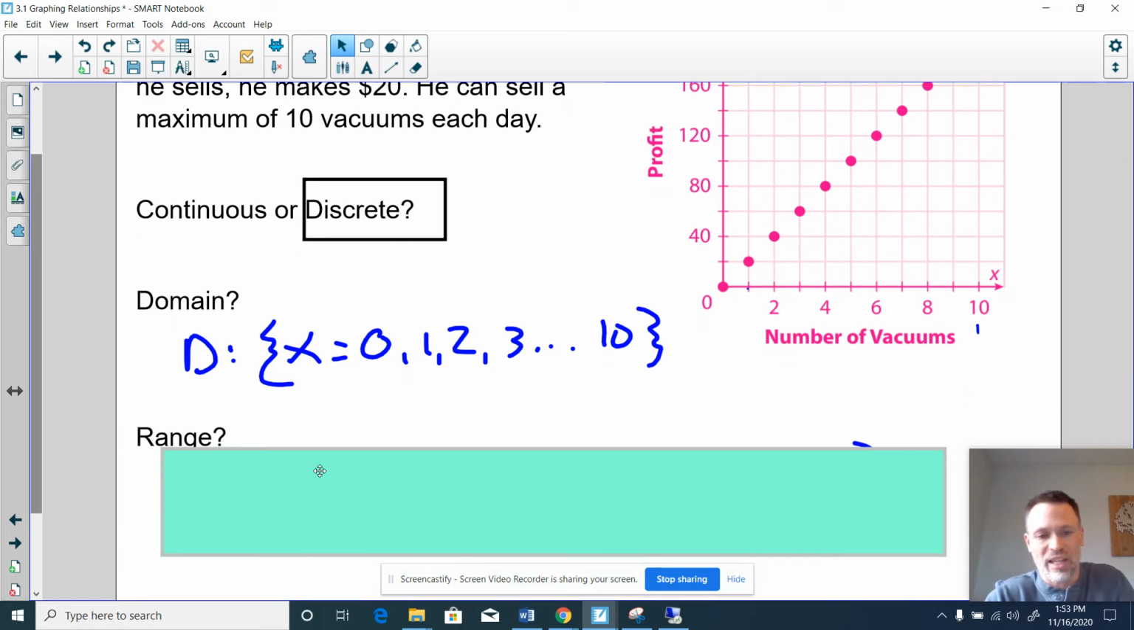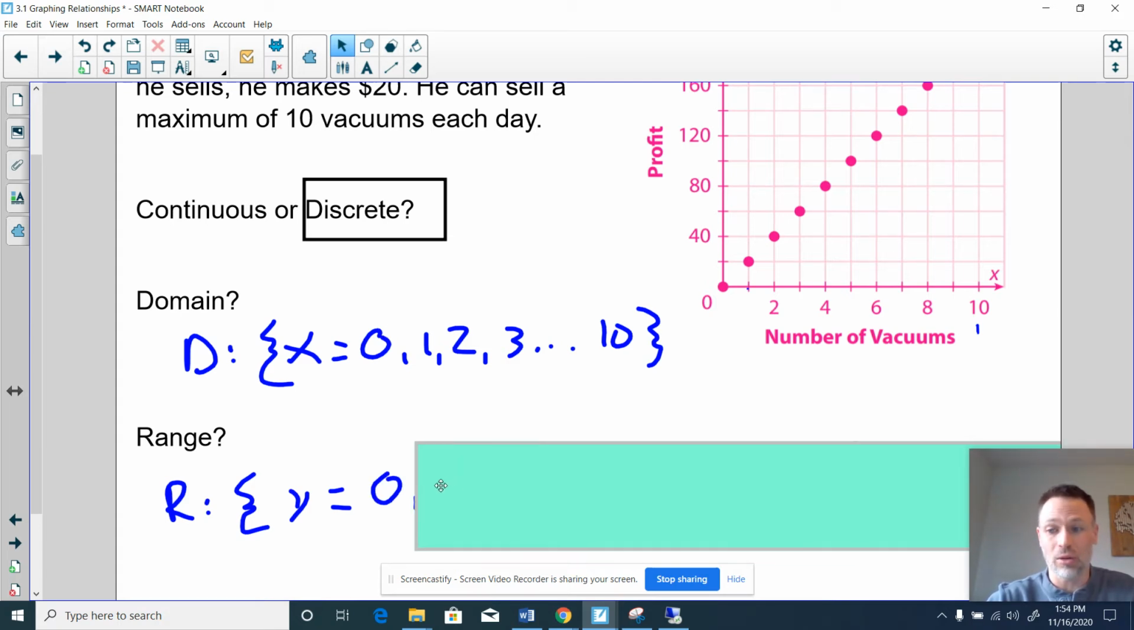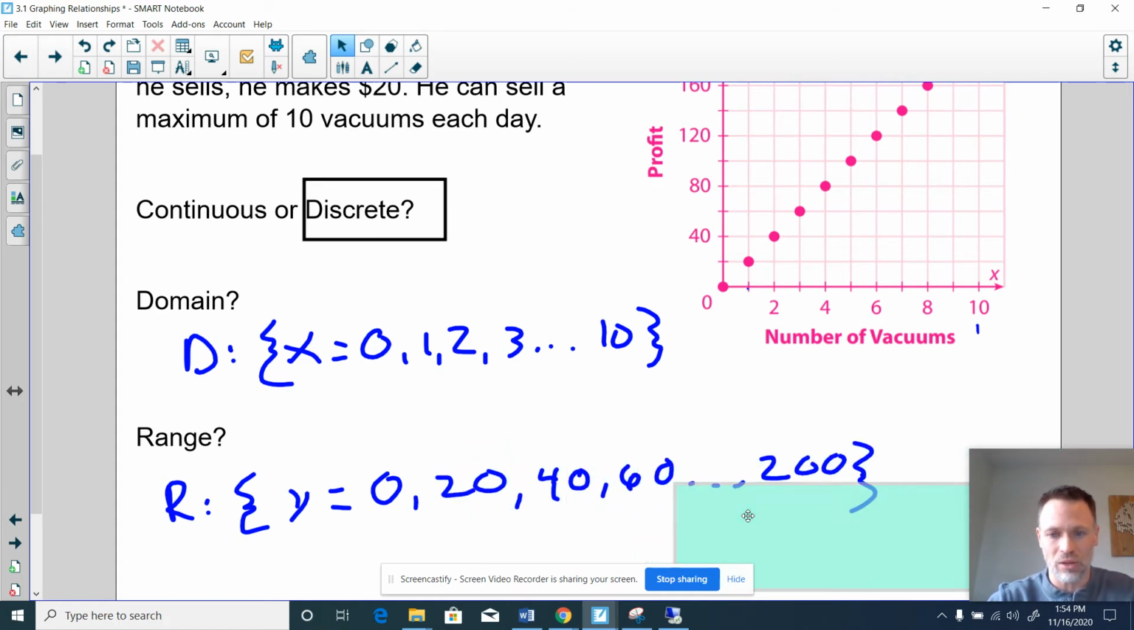The range, again, is the same way, but this range is not 1, 2, 3, 4, right? You think about what it is. So the R is for range, bracket, colon, then bracket. Then you have to put Y equals, okay? And if I sell 0 vacuums, I have $0. So 0 is part of that, right? If I sell 1 vacuum, that's $20, and then 2 vacuums, that's 40. So my range looks like so, but it goes all the way up to 200. Again, I took advantage of the pattern here to make it a little bit shorter.